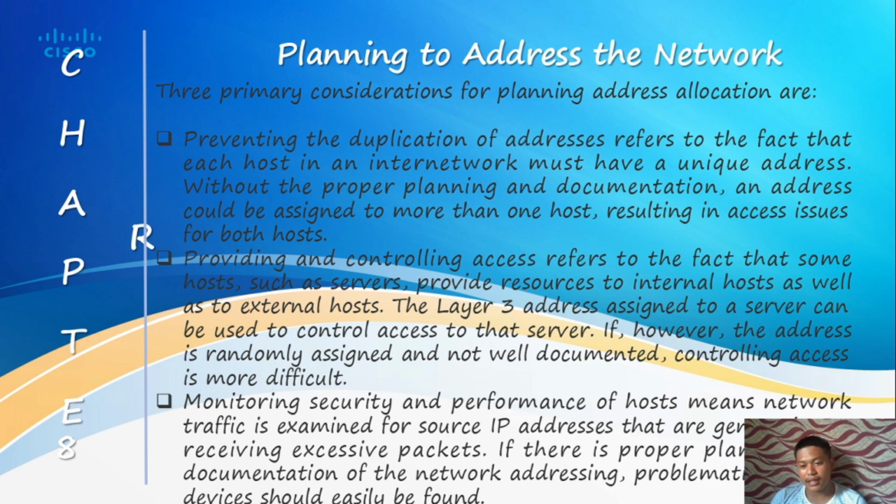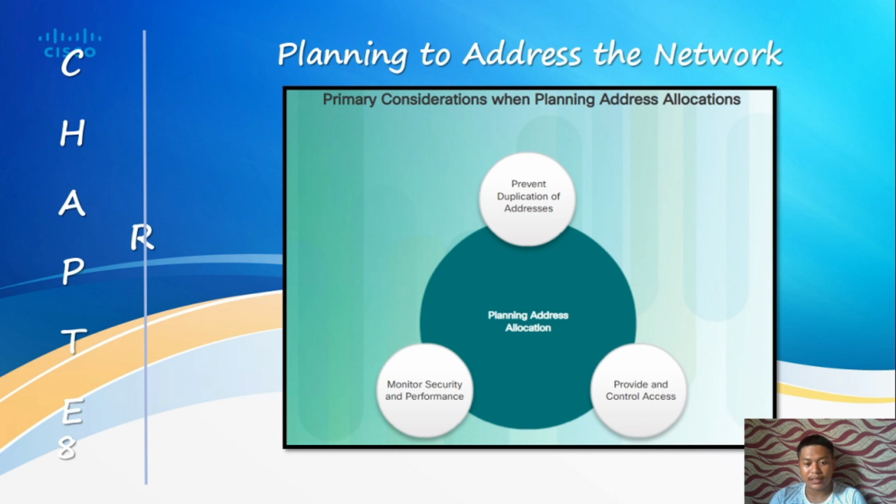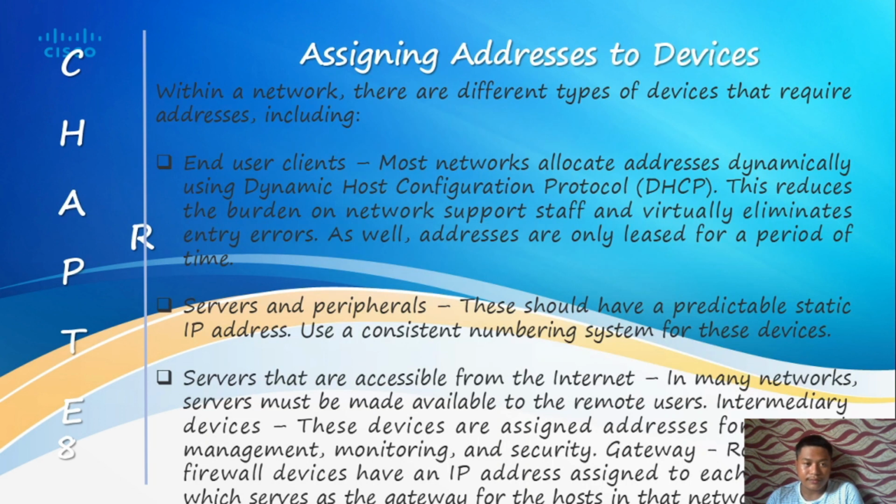The layer 3 address assigned to a server can be used to control access to that server. If, however, the address is randomly assigned and not well documented, controlling access is more difficult. Monitoring security and performance of hosts means network traffic is examined for source IP addresses that are generating or receiving excessive packets. If there is proper planning and documentation of the network, problematic network devices should be easily found. So these are the three considerations when planning address allocation.